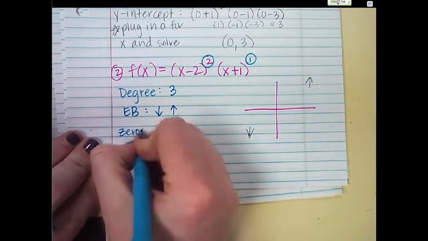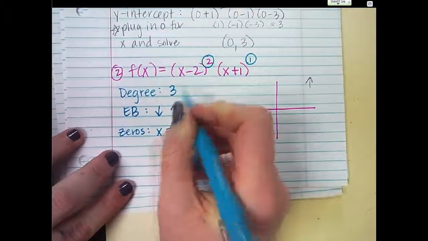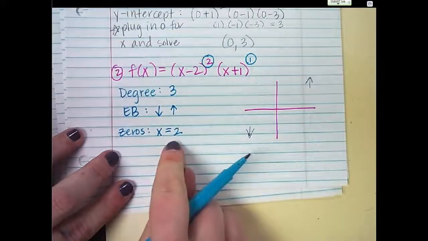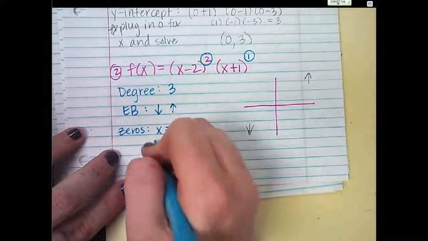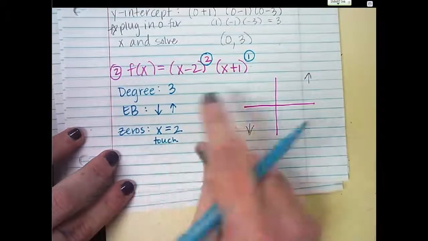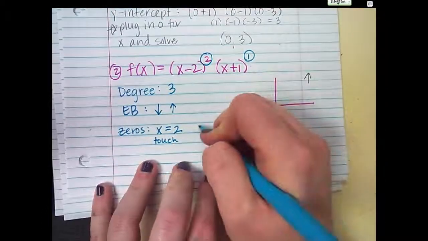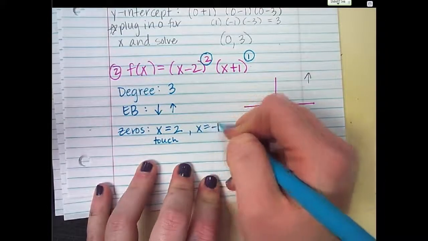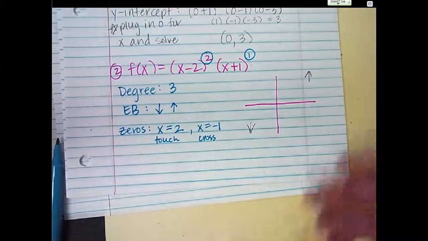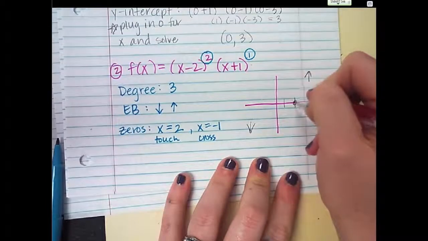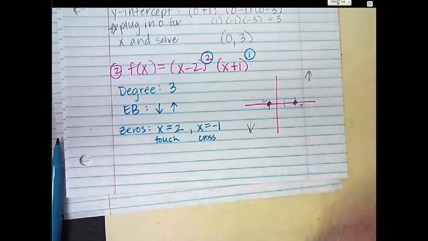Okay, then the zeros. x equals what? 2. At 2, let's go ahead and look at this. It has an exponent of 2, so does it touch or cross? It touches, right, because it's even. Not this 2 is even, but because it has an even exponent. What's my other 0? Negative 1. And does it touch or cross? Cross. Let's graph those. So positive 2, and that's going to touch, and negative 1 is going to cross.